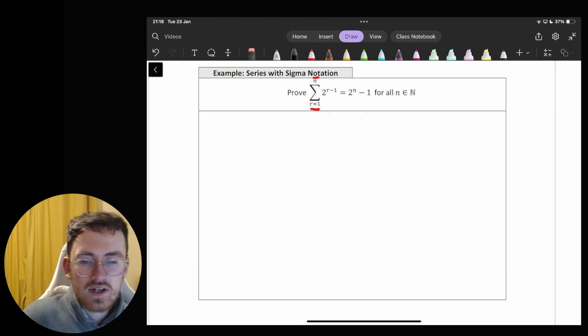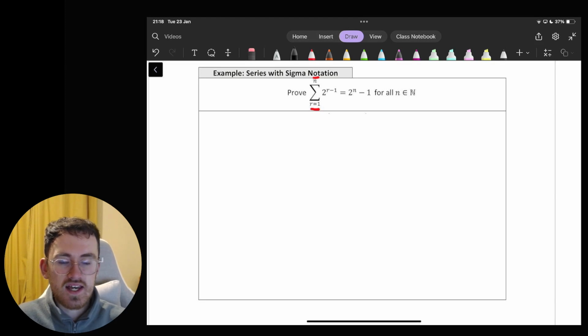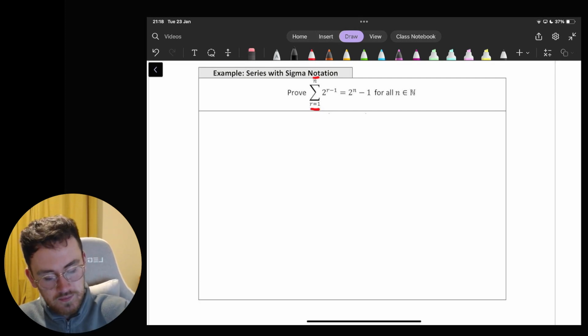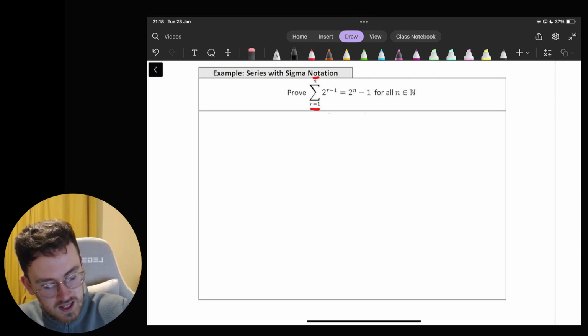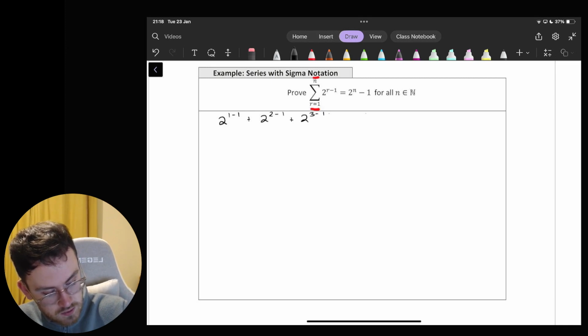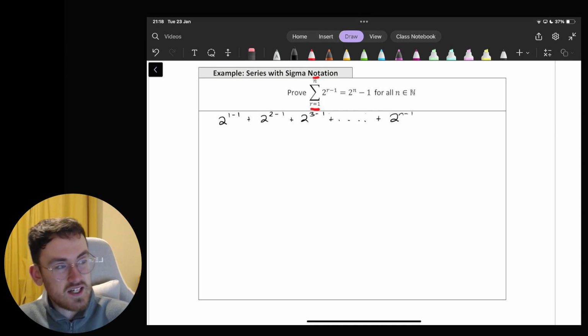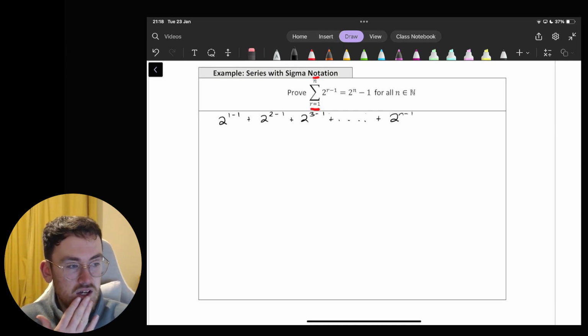And the best thing to do really in these questions with sigma notation is to rewrite it without your sigma notation first of all, to give yourself a sense of what is the sum that I'm trying to prove here. So if I was to set this out, essentially it's the sum of 2 to the power of 1 minus 1 plus 2 to the power of 2 minus 1 plus 2 to the power of 3 minus 1 and so on and so forth until I get to 2 to the power of n minus 1. Okay, so that's essentially what we're getting at here.